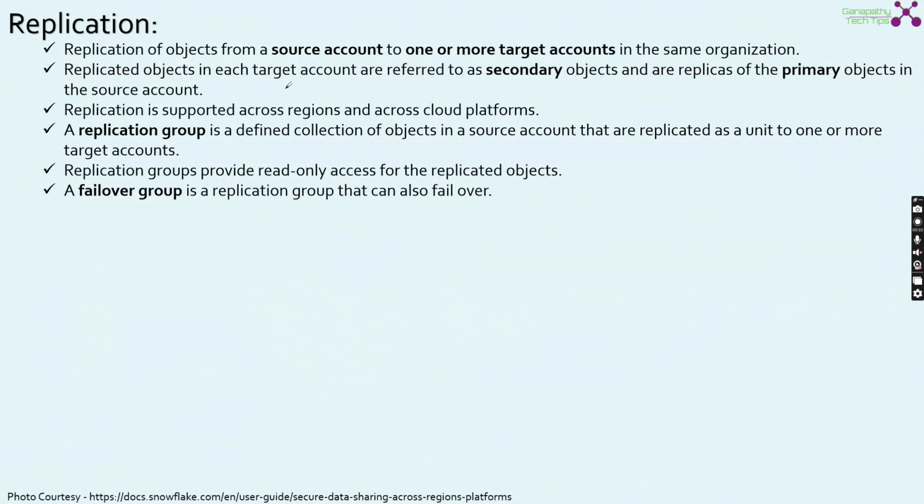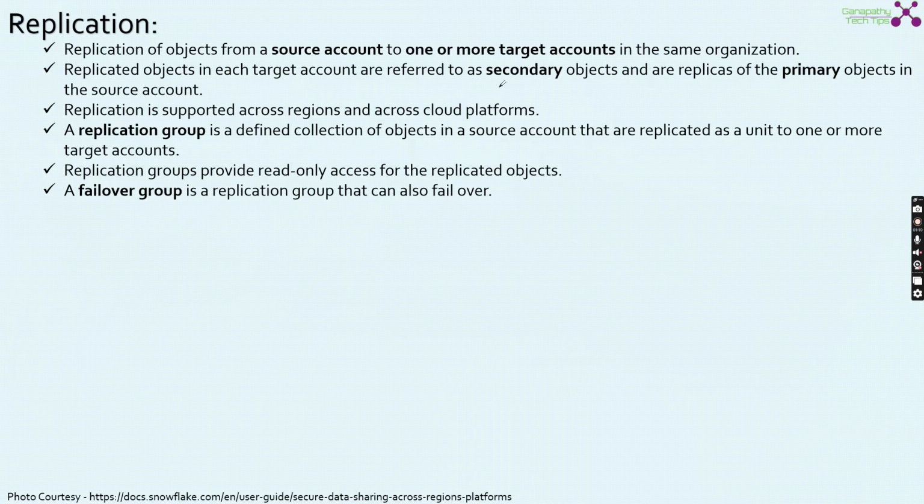First, let us try to understand how Snowflake does the replication. Replication of objects is from a source account to one or more target accounts in the same organization. First thing to note, within the same organization, which is the top of the Snowflake hierarchy, you can replicate the data from one account, which we call the source account, to one or more target accounts. Replicated objects in each target account are referred to as secondary objects and are replicas of the primary object in the source account. As simple as it is.